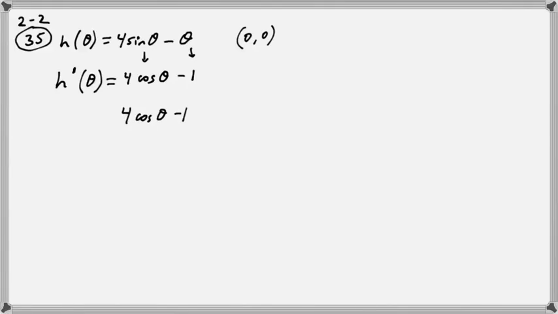Okay, this is number 35 on 2.2. We want to find the derivative at this point. So I found the derivative, kept the 4 out. The derivative of sine is cosine. You can think of theta like x.